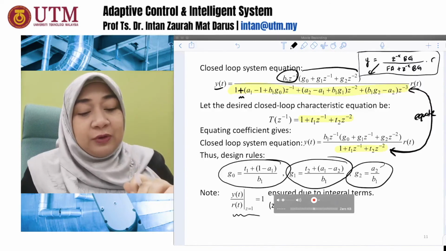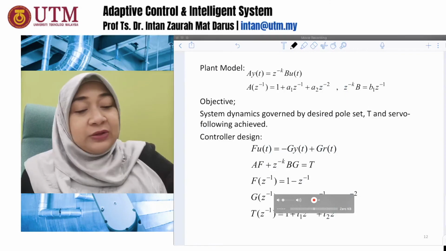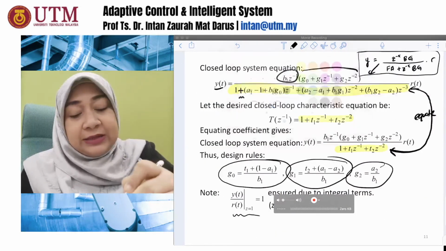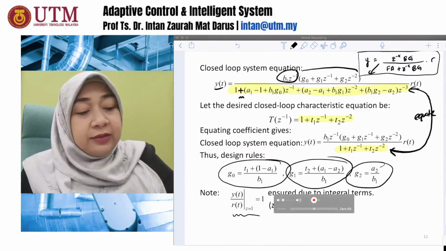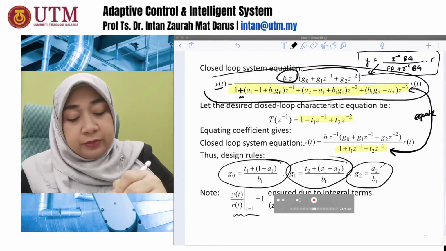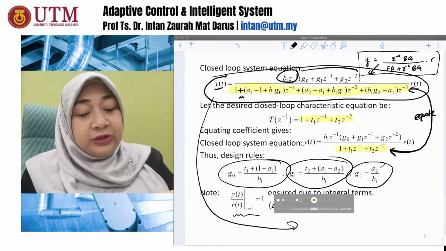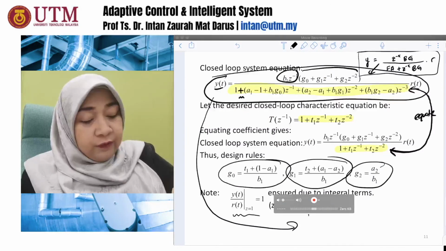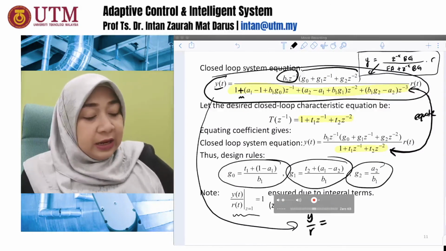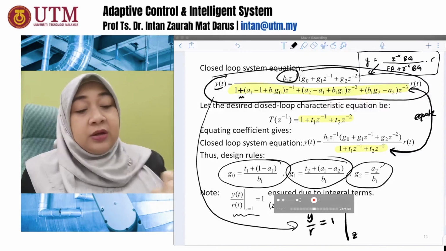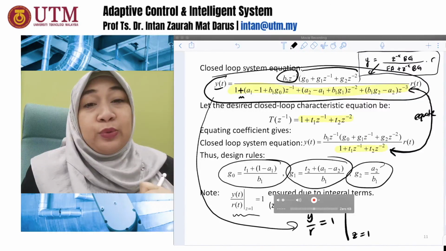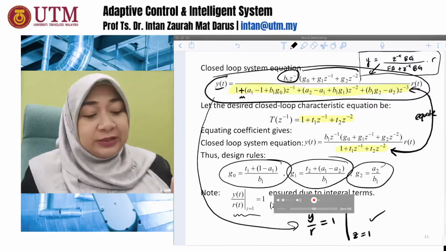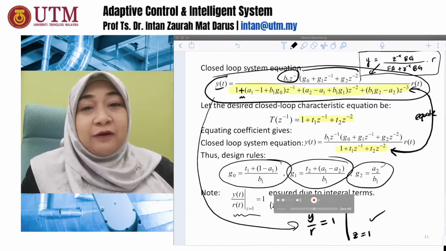Let's have a look at that. We don't have it, so maybe I will put that in the next slide. I can take the whole lot here, and that will make your Y over R equal to 1. You have all the z terms in the polynomial, and you equate it with 1. That will solve your problem as well, to make sure your system has a steady state error of 0.